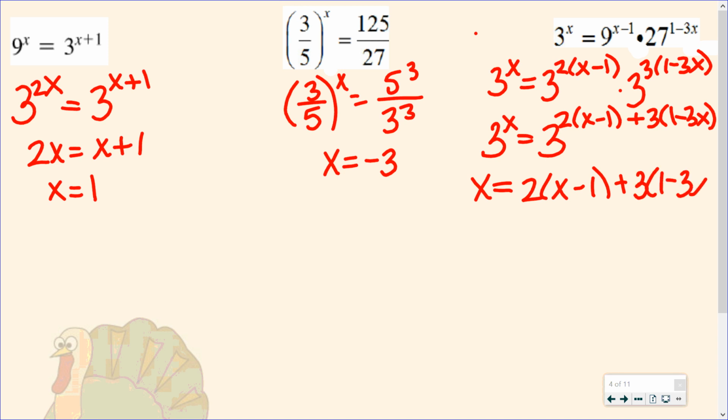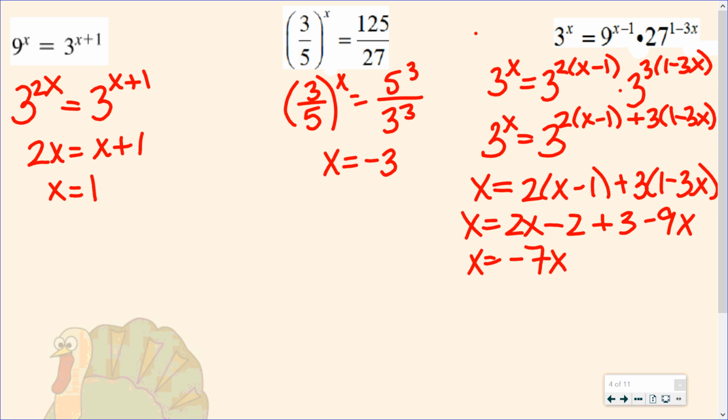How do I solve for x? Distribute my couple of multipliers. I'm going to have 2x minus 2 plus 3 minus 9x. Combine like terms, so 2x minus 9x, that's negative 7x. Negative 2 and 3, positive 1. Maybe move my 7x to the other side. So I have 1x and 7x, which will give me 8x equals 1. So x is 1/8.